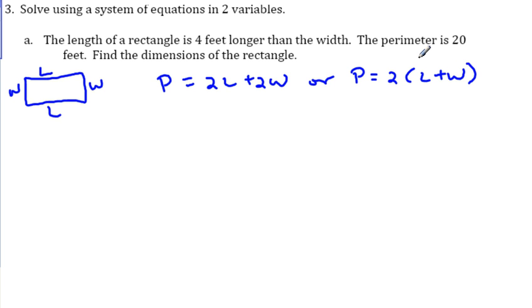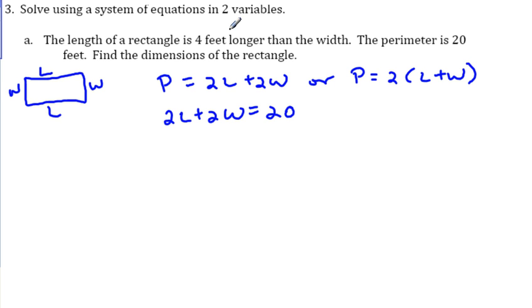Now, since it gave me what the perimeter is, I can say 2 times the length plus 2 times the width is equal to the perimeter 20, or I could have put it in that same order. Or again, I could have put it over there. So there's my first equation.